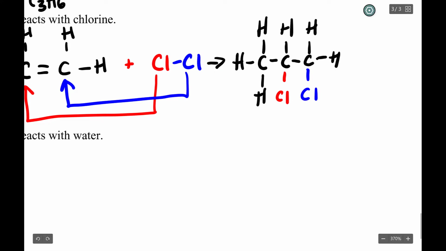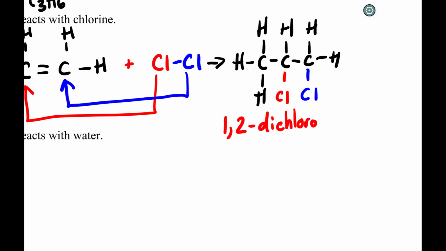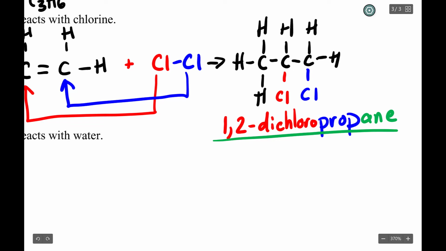Now, I know we have not named halides, but I'm just going to bring it in now, and we'll just name this one. So a halide would have a prefix. So I have a 1, 2. This is carbon 1, carbon 2. Di, because there's 2 chlorines, dichloro. And because there's 3 carbons, dichloropro. And now they're all single bonds. It's just propane. And so that's how we would name this compound.